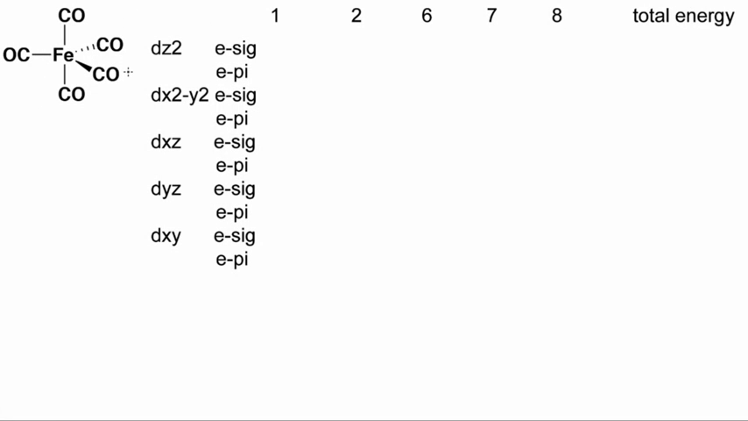In this video, we're going to go through utilizing the angular overlap method to determine the d-orbital splitting diagram that we can expect to find for this complex right here, the pentacarbonyl iron(0) species. If we use the angular overlap method, the first thing we'll want to do is assign a position to each one of the ligands bound to the iron.